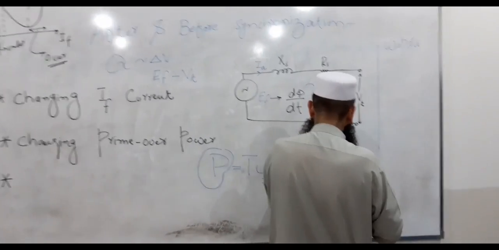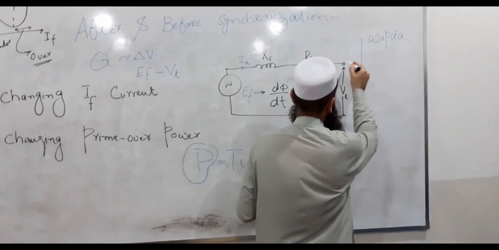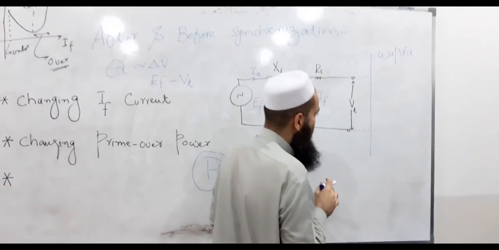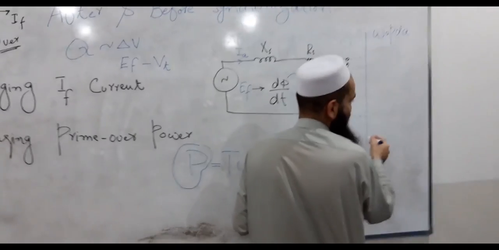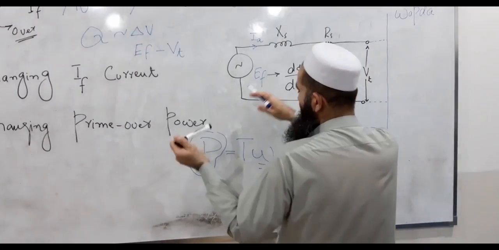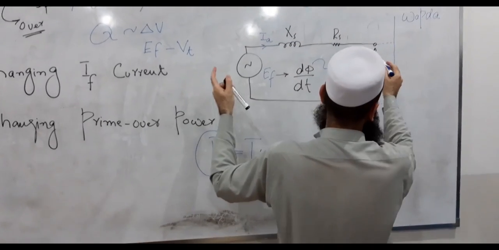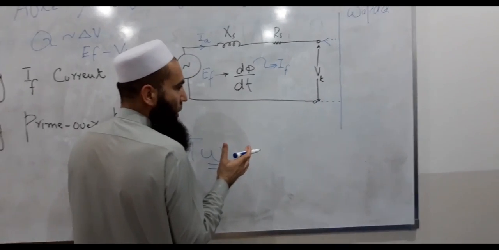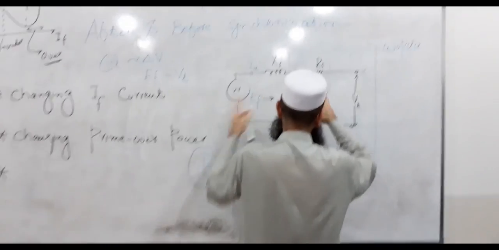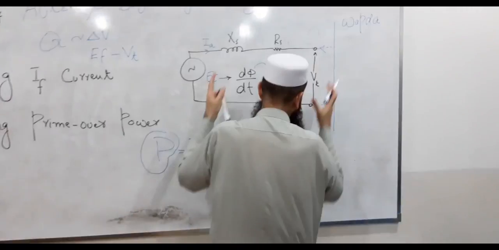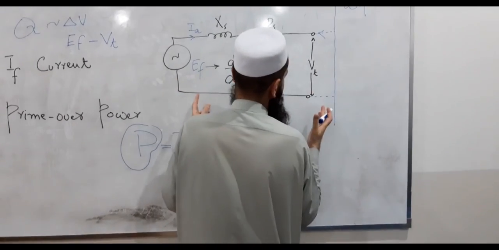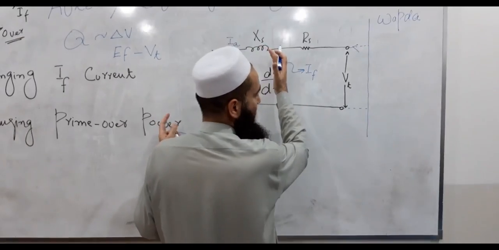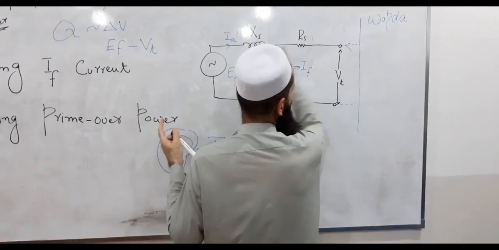Because after synchronization, this machine will be connected to the WAPDA. So even if I remove the prime mover power, still this is connected to the WAPDA. So then what will happen? Because now the prime mover is removed, the power will move in this direction, because the prime mover power is 0. And then it will act like a synchronous motor, because if we remove the prime mover and it's still connected to the WAPDA, it means that the direction of the current will change, because we are feeding it with now 3-phase current.